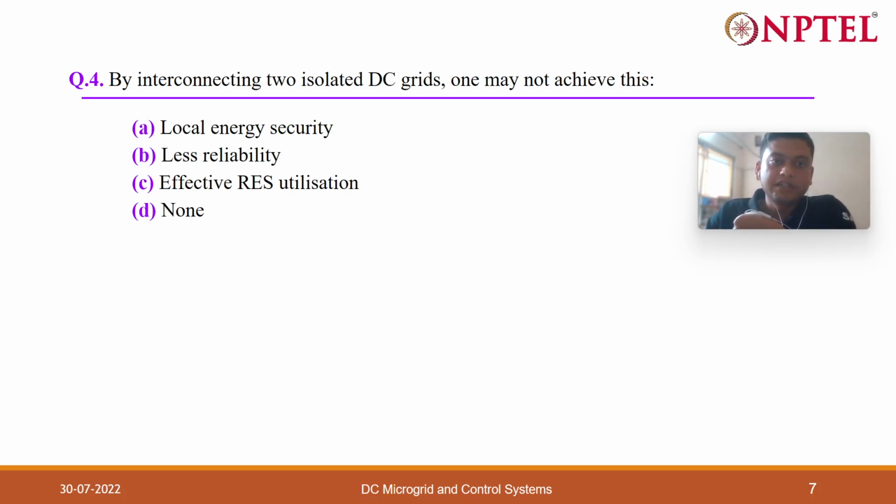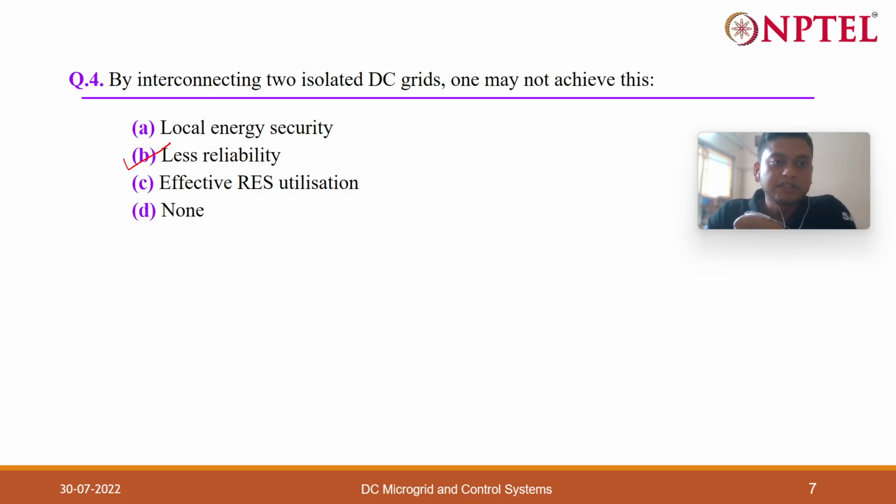if in one DC grid there is not enough power to supply to the load, then we can draw power from the second grid. So if we interconnect systems, the reliability will definitely increase. So this one is incorrect. So B is the correct answer.